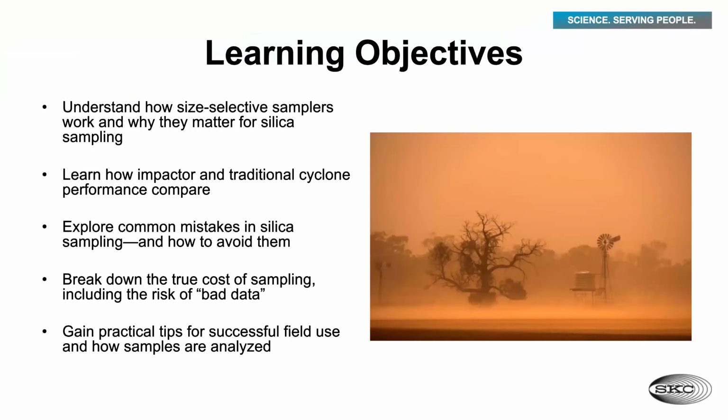So what we're trying to learn today is a little bit about size-selective samplers, what they are and how they actually work, the main differences between cyclones and impactors and how that can actually impact your sampling, no pun intended. We're going to go through some of the common mistakes that people tend to make when they're doing size-selective samplers. We're going to talk about how much sampling actually costs, which is kind of a fun subject. And ultimately, I want you all to gain some practical tips from today's presentation that you can take back to your site and be able to implement to better your industrial hygiene experience.